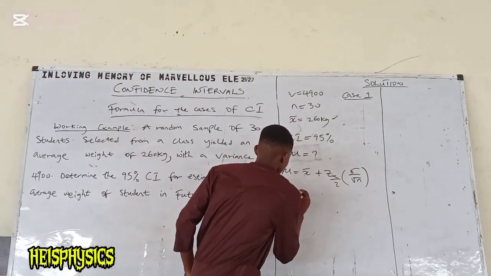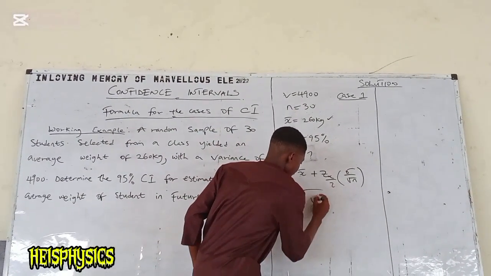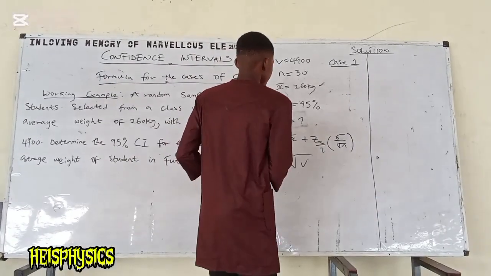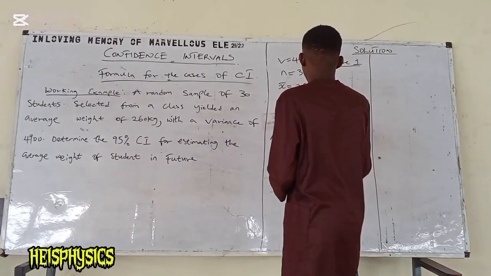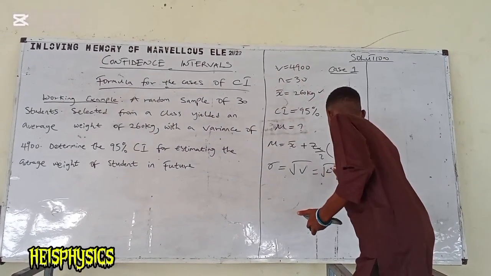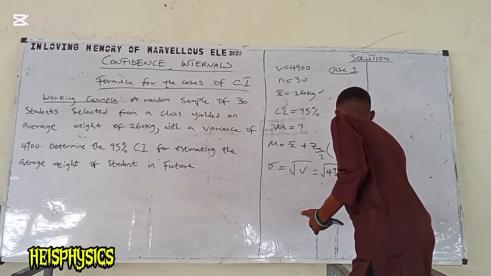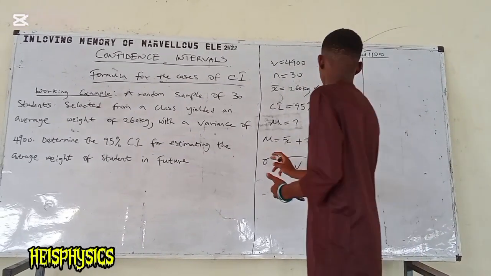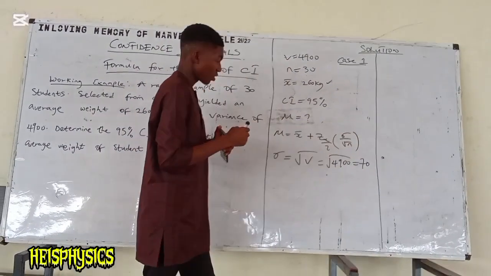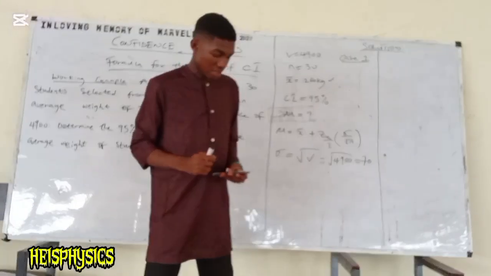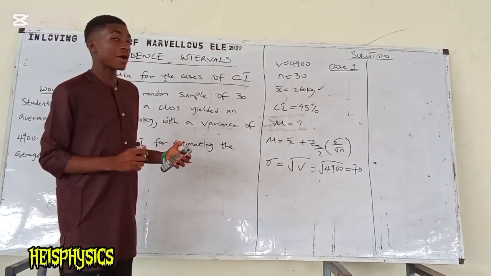So standard deviation equals the square root of variance. So we can say square root of 4,900, which is 70. So our standard deviation is 70. That's gotten our standard deviation. What is next? Find our Z score. To find our Z score, we use our Z score table.